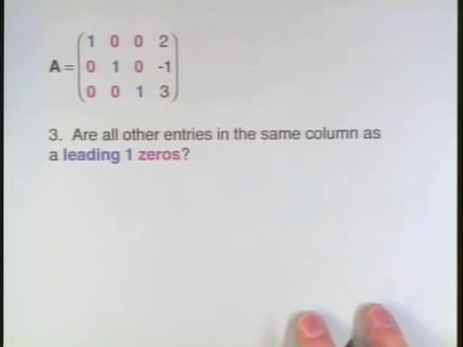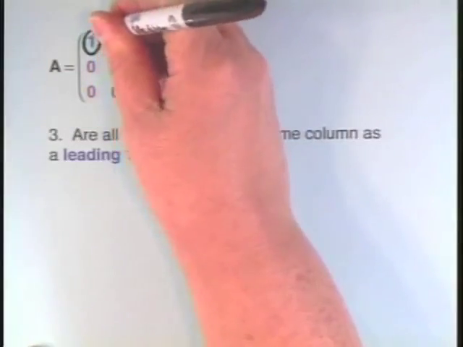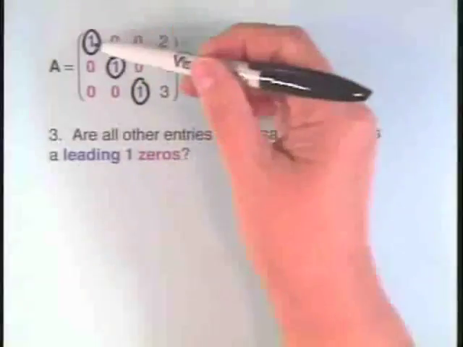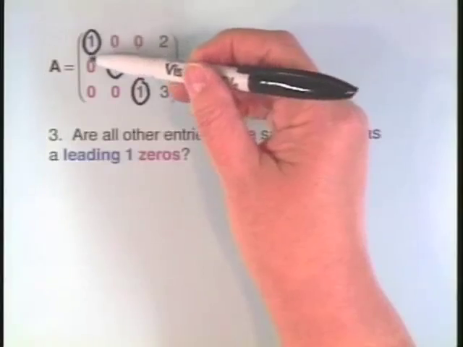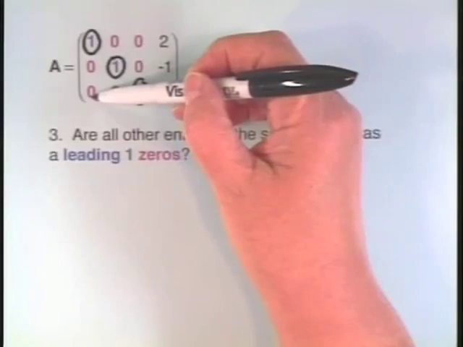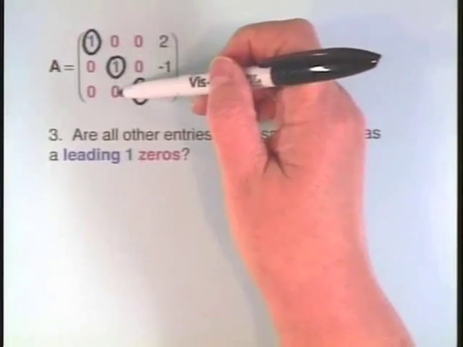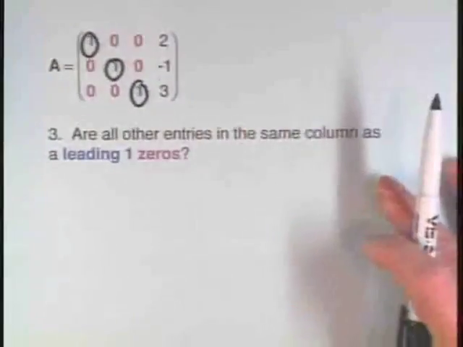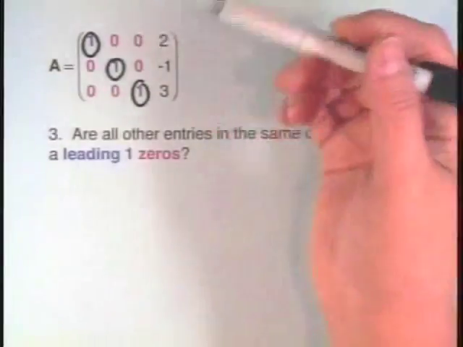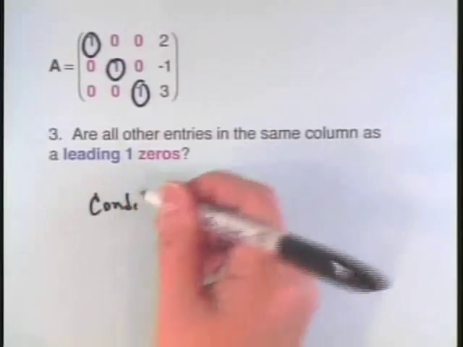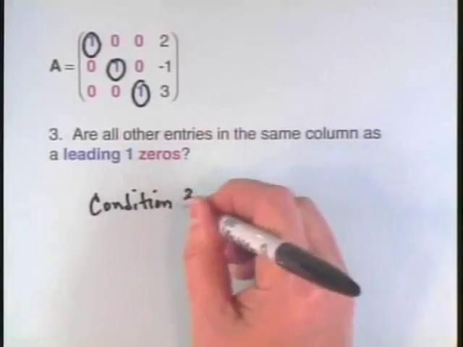Still using matrix A. Number 3, are all other entries in the same column as a leading 1 zeros? Just a reminder, our leading ones are as listed here that I'm circling. And if I look in the same column as the leading one in row 1, I see that every other entry in that column is 0. If I look in the same column as the leading one in row 2, I also see that I have zeros in both of those entries, and the same for the leading one in row 3. I have zeros in every other entry in that column. Therefore, condition 3 is satisfied.